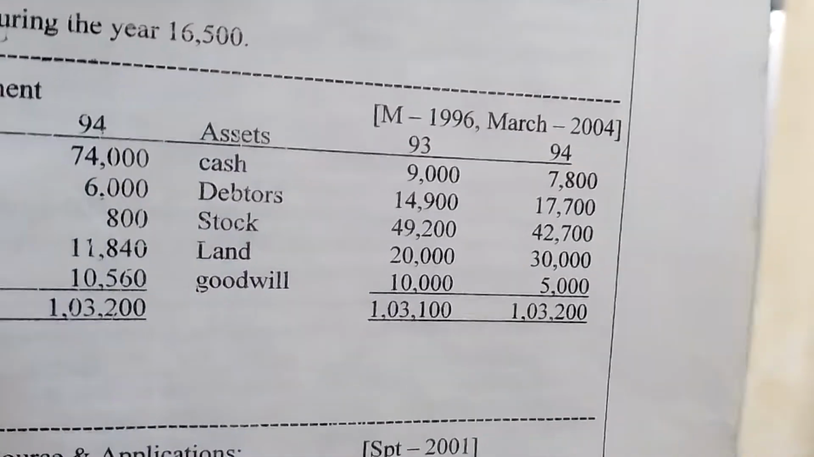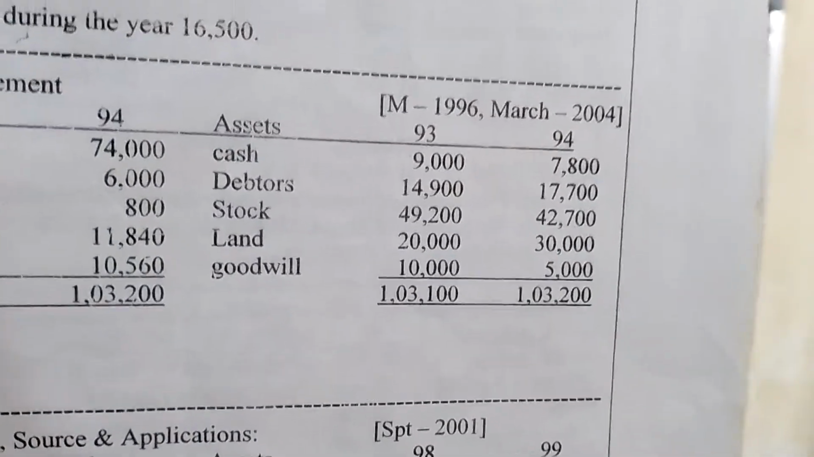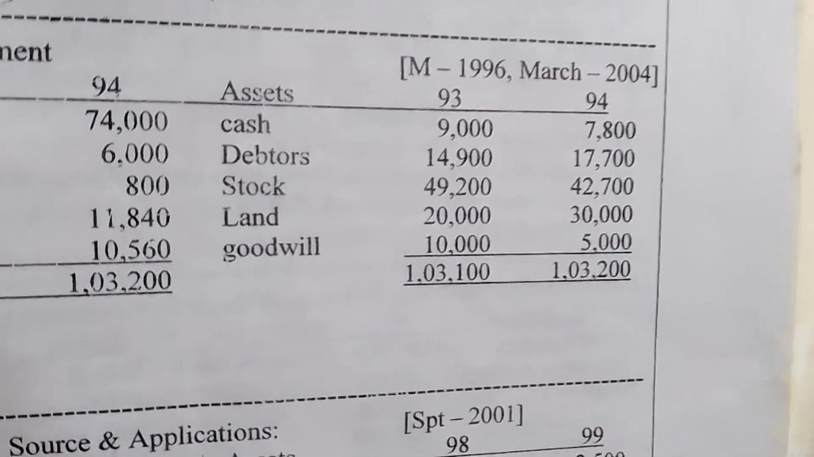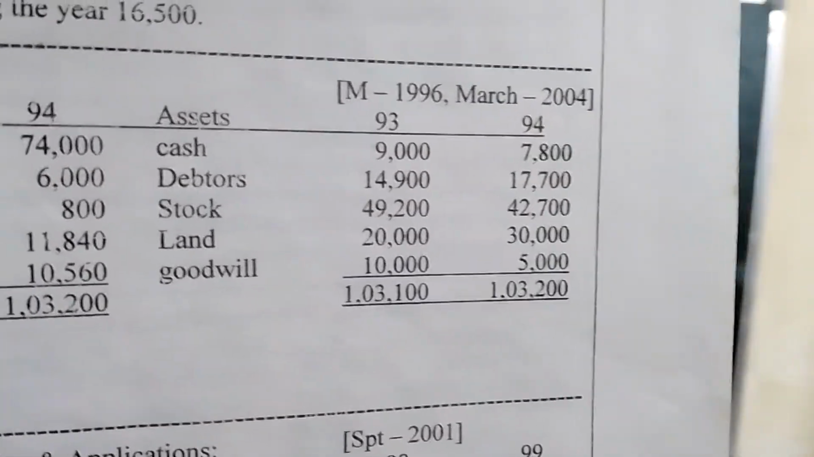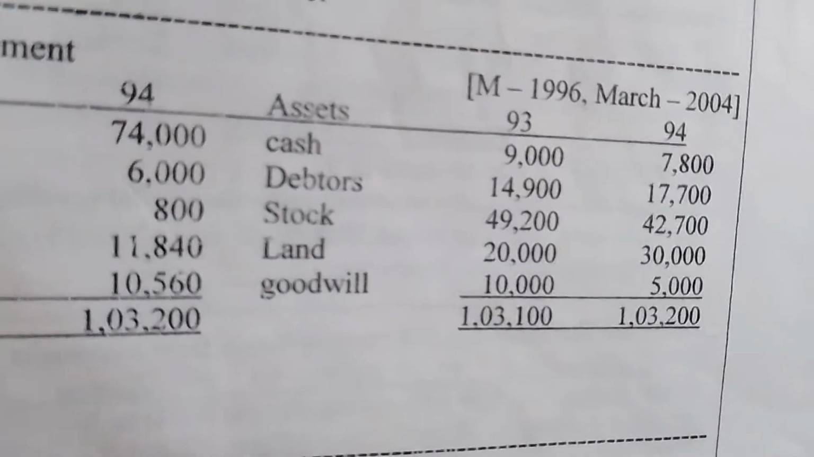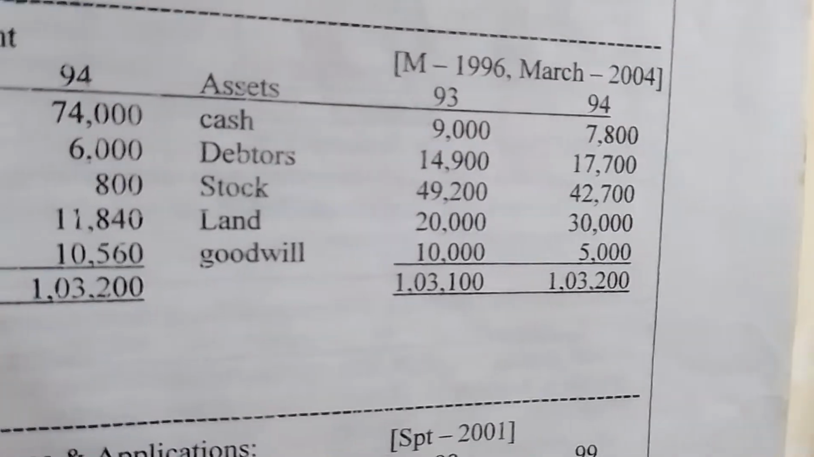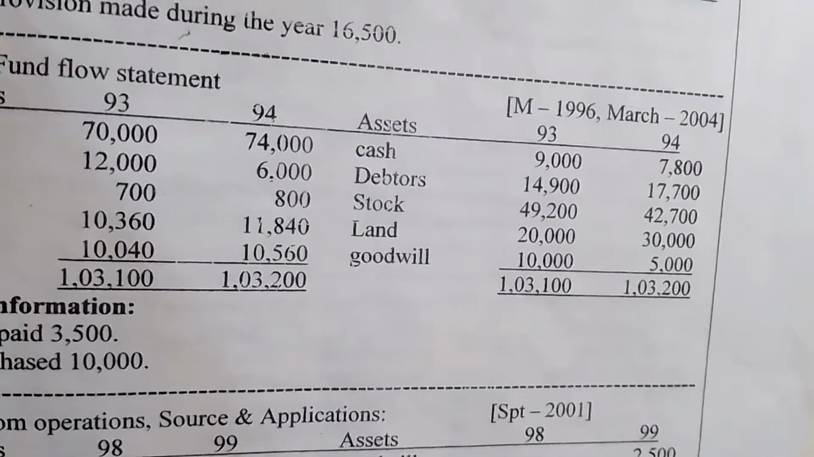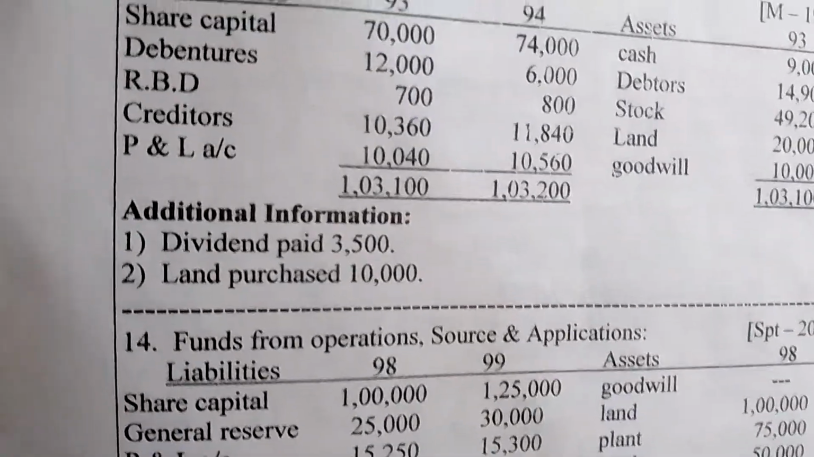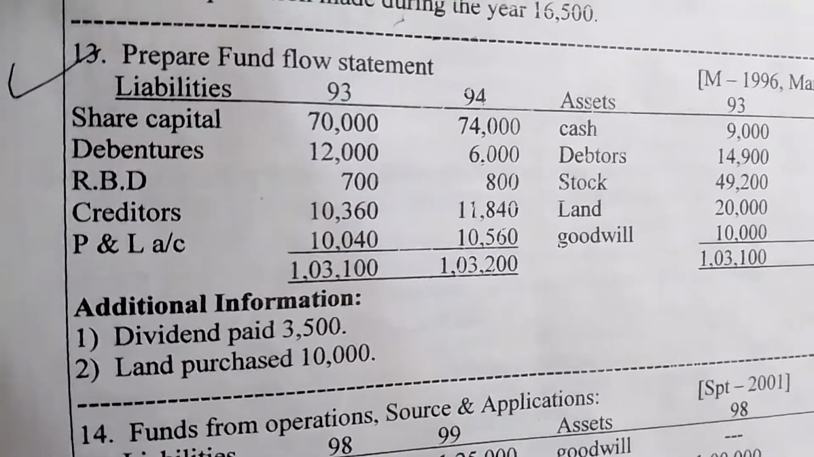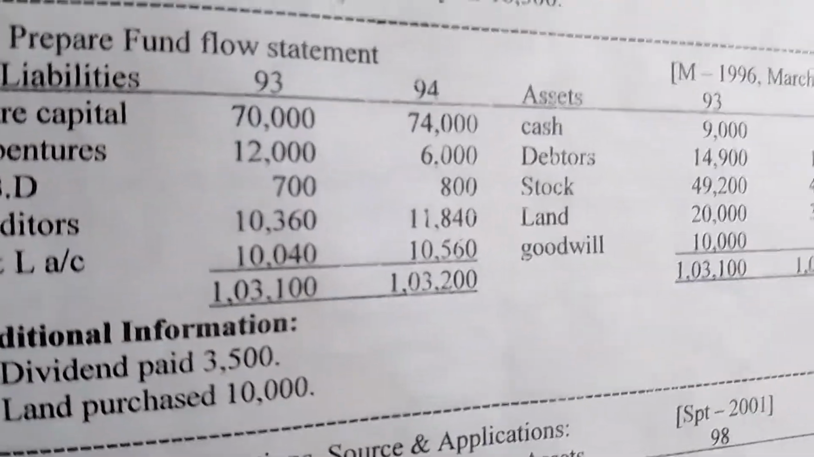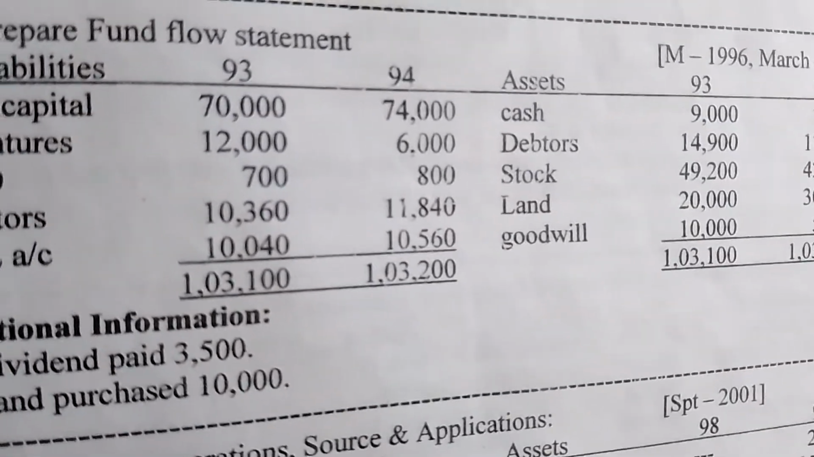Asset side: cash 9,000, 7,800. Debtor 14,900, 17,700. Stock 49,200, 42,700. Land 20,000, 30,000. Goodwill 10,000, 5,000. Additional information: dividend paid 3,500. Land purchase 10,000 rupees. Here we have to prepare the funds flow statement.